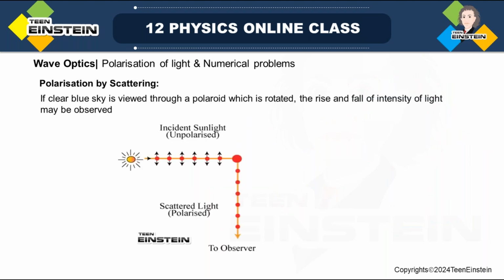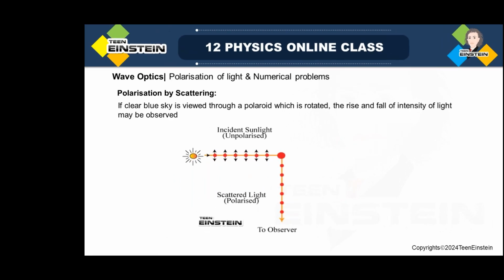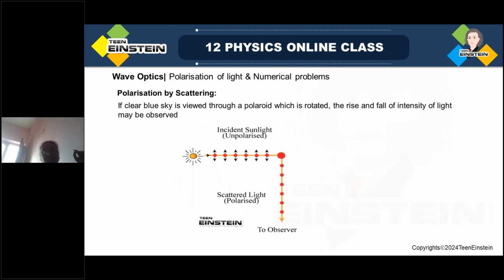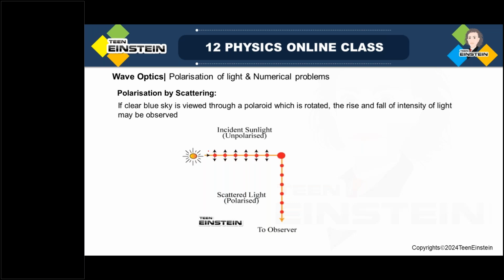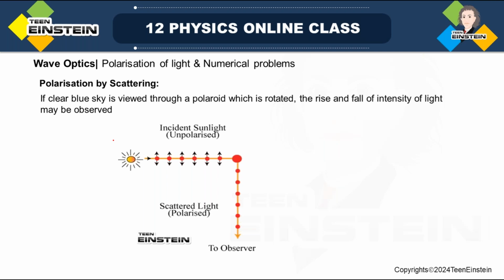Now we will learn polarization by scattering. First of all, let me tell you what scattering is. If we look at a clear sky through a Polaroid, a commercially available kind of polarizer, these Polaroids have a chain of molecules arranged in a particular direction, and that acts as the pass axis.